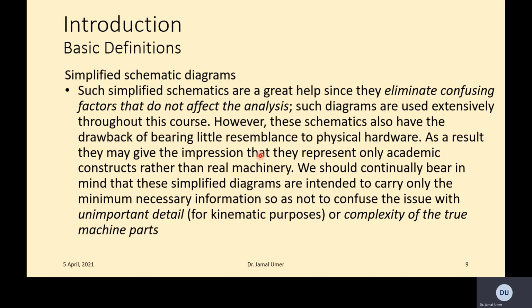However, these schematics also have the drawback of bearing little resemblance to physical hardware. You have seen this slider crank mechanism, and I have shown you the diagram. It bears little resemblance to the physical hardware, because the physical connecting rod and crankshaft are very complicated, with certain angles and required movements. But here we are just making a simple diagram. As a result, they may give the impression that they represent only an academic construct rather than real machinery. This is a feeling you could get, that what we are doing is more academic, not the actual thing.